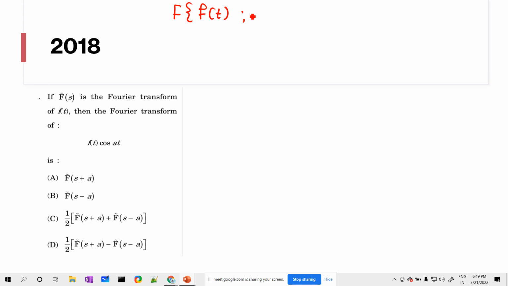Now I will be using the same variable. They have used delta S, I will be using capital F of s. Okay. So now they are asking me to find the Fourier of f of t cos at. What I'm trying to tell you is, while solving this problem, suppose you don't know the property, you can still prove this property easily. The only thing we should remember is the basic definition of the Fourier transform.